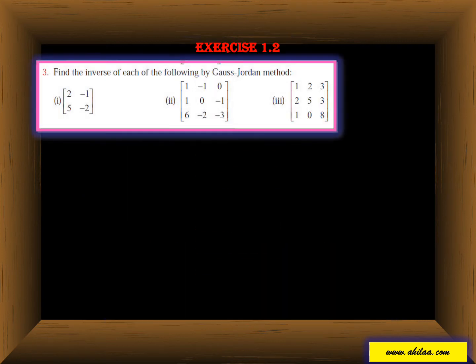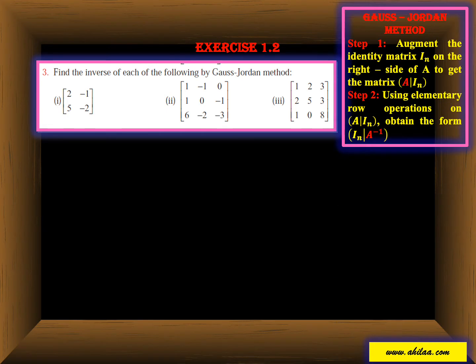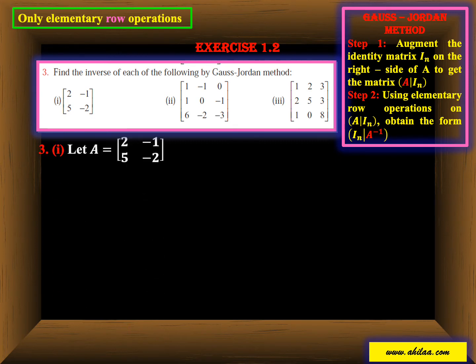Exercise 1.2. Third problem. Find the inverse of each of the following by the Gauss-Jordan method. There are three problems. First one, a 2 by 2 matrix. Second and third are 3 by 3 matrices, right? Remember the steps in the Gauss-Jordan method. First, we need to augment the given matrix with In. Next, using elementary row operations, we need to transform [A | In] to [In | A inverse]. From this, we can get the inverse A inverse, okay? Remember, only elementary row operations are possible, right?